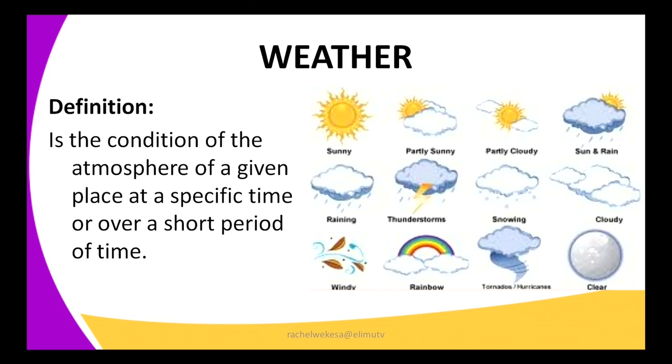It can be sunny in the morning, cloudy in the afternoon, raining in the evening. There can be thunder maybe during the night if it is raining. So in our diagram, we have sunny, we have partly sunny, all cloudy, snowy, thunderstorms, raining, windy, and rainbow. All these are elements of weather that we'll see after a short period of time in the atmosphere.